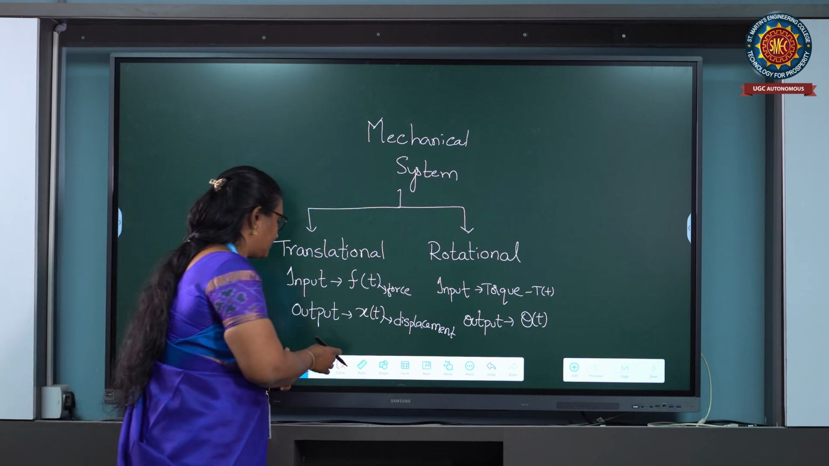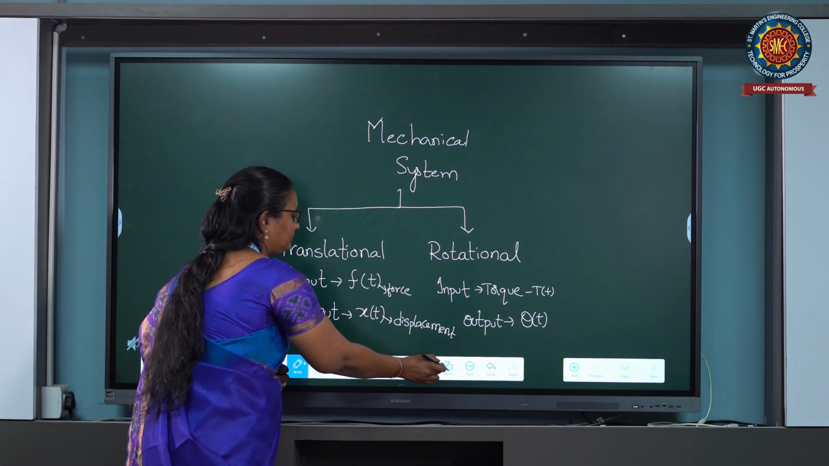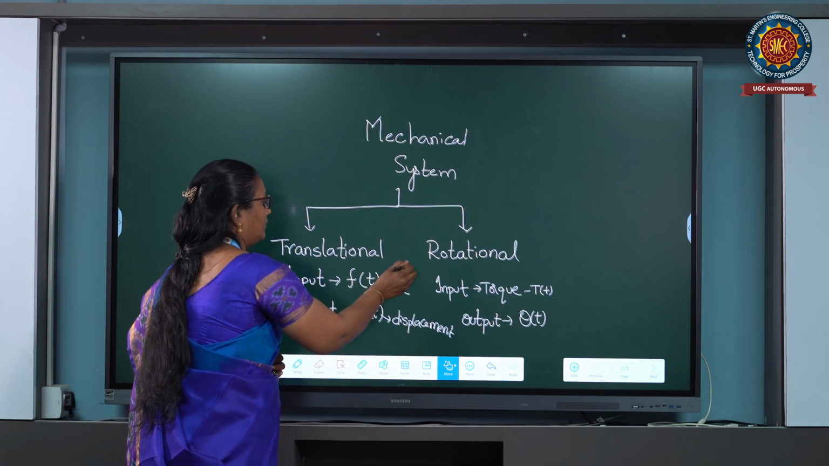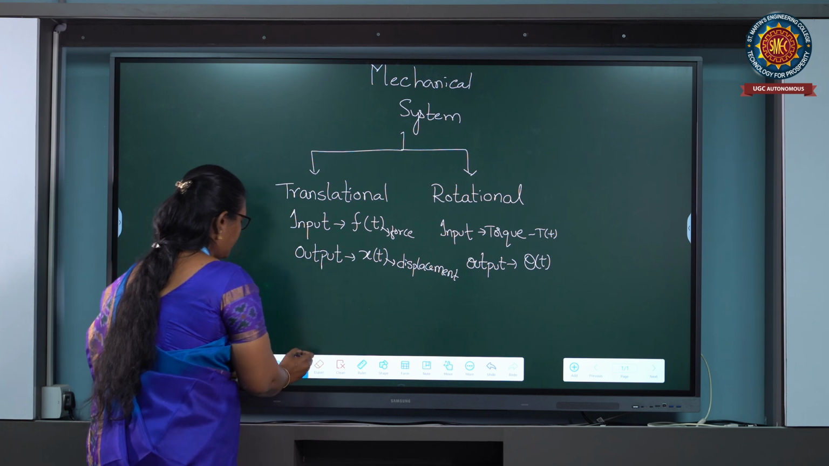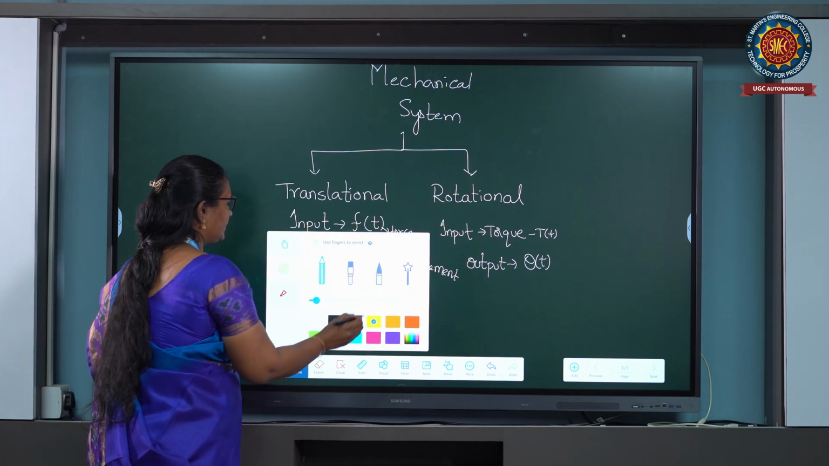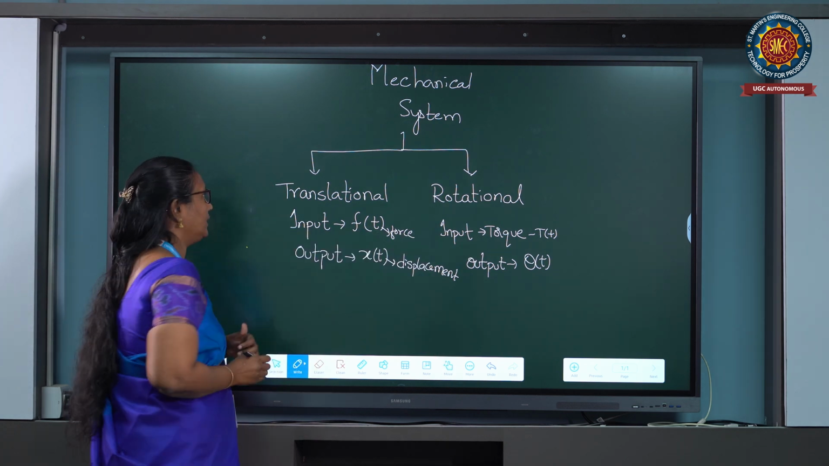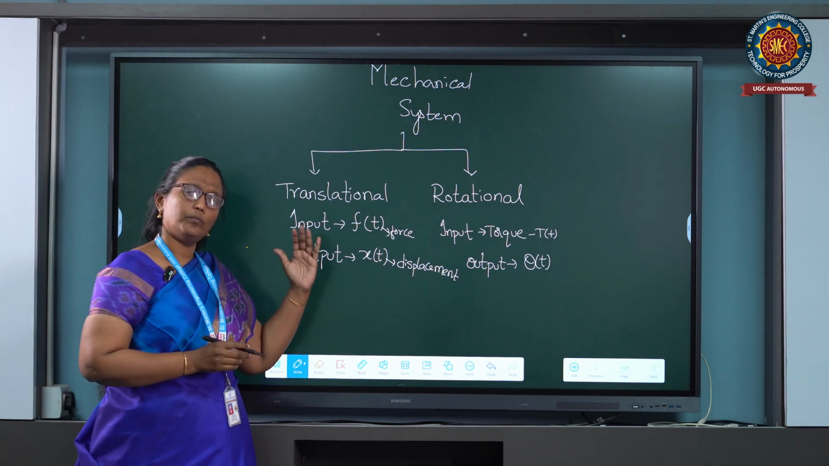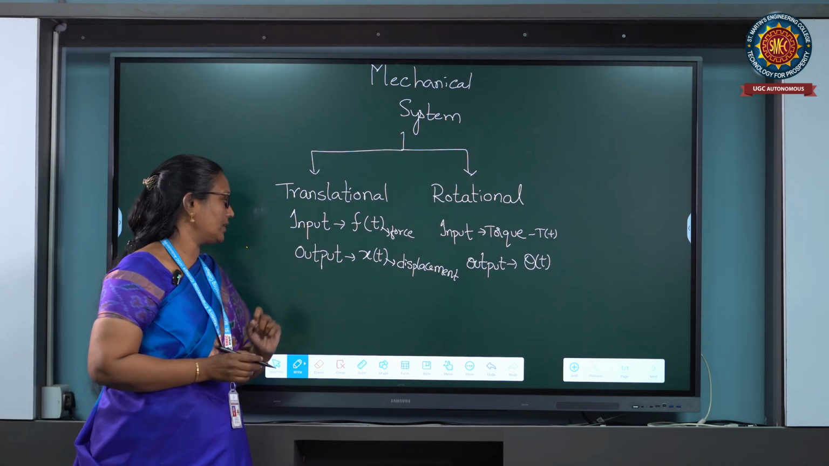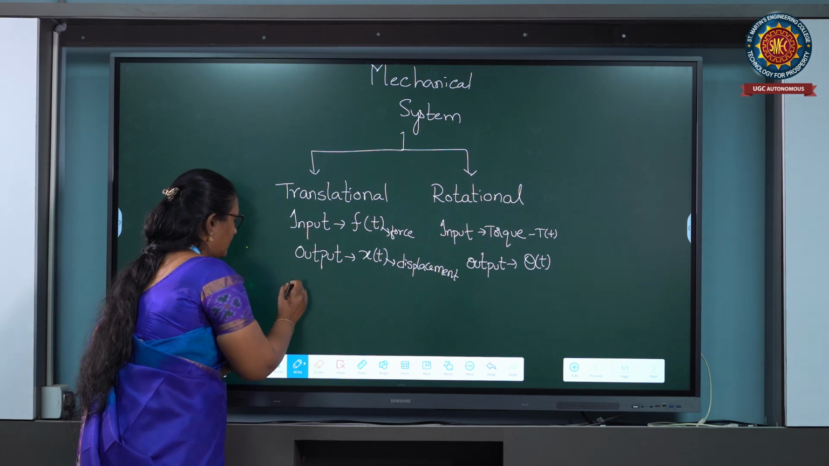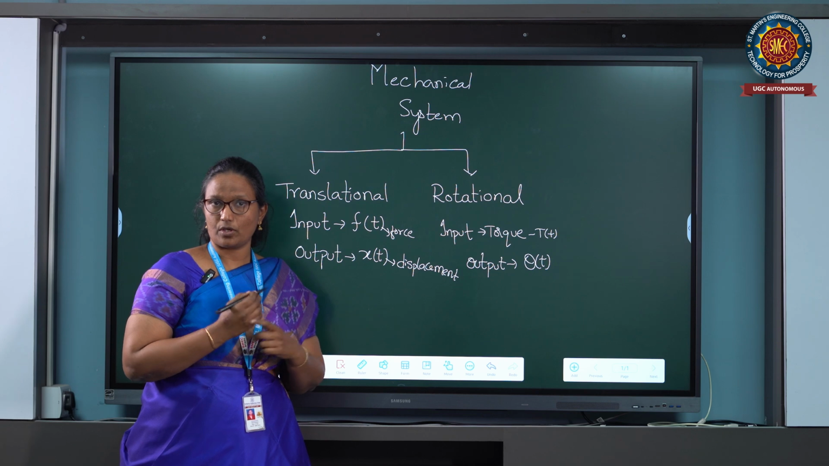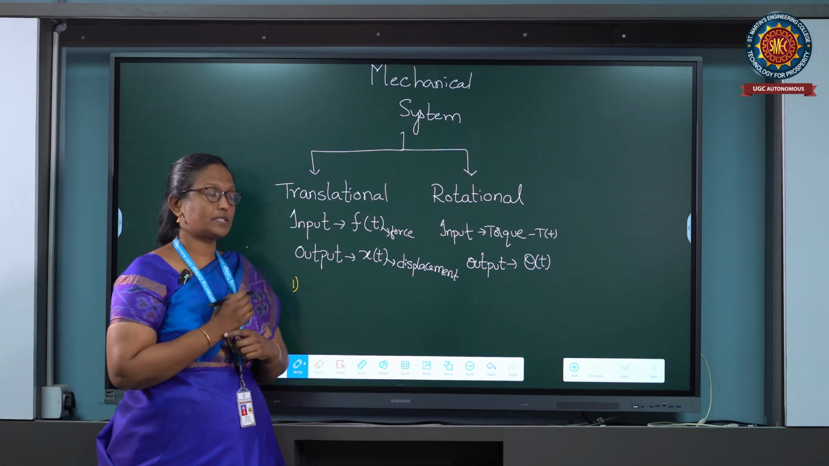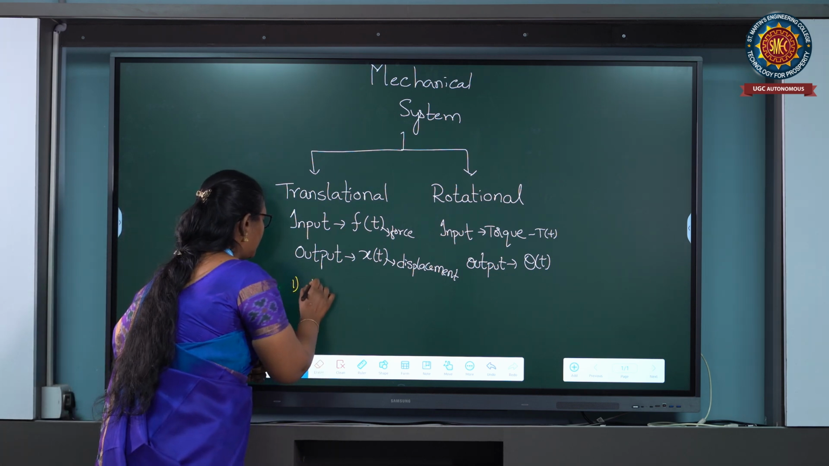Before going to that, let's see what components we have in both systems. Depending on our input and output, both systems have three basic components. Let's first see the translation system. In the translation system, the first component we have is the mass body element.